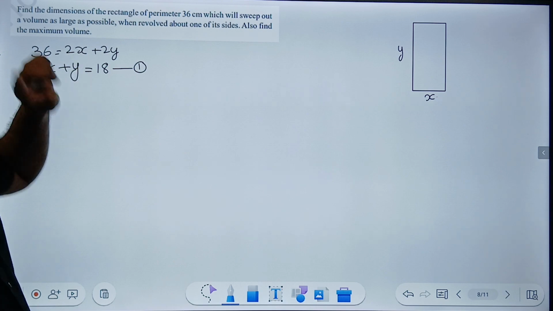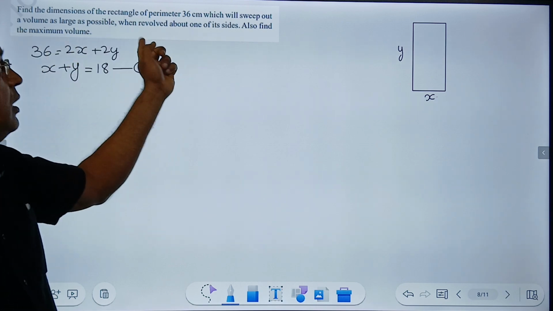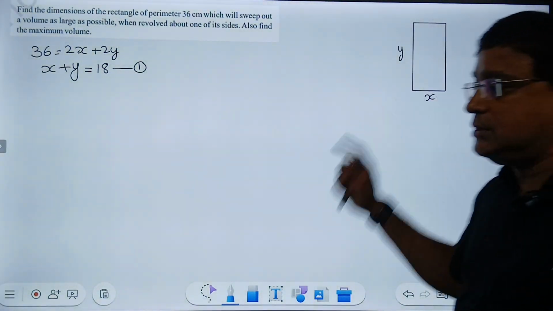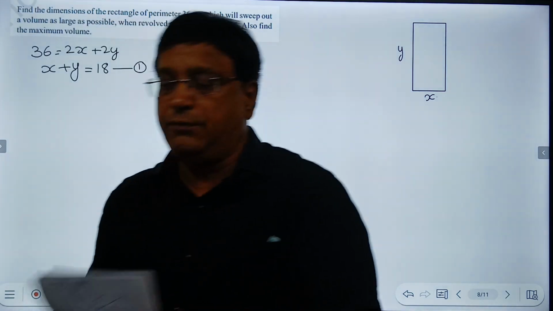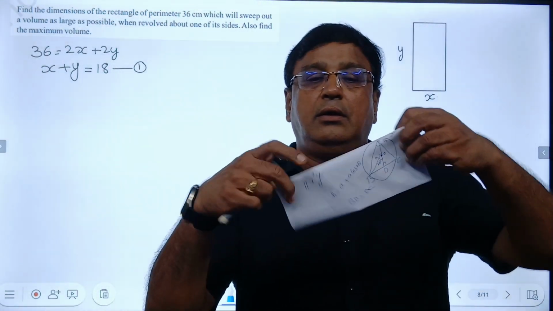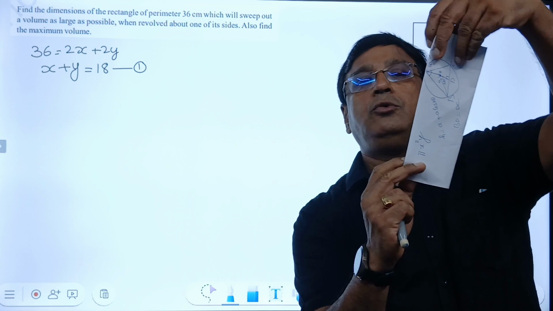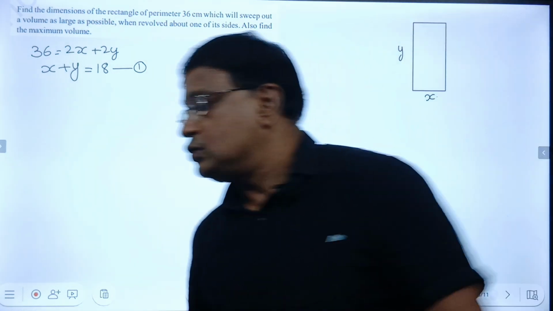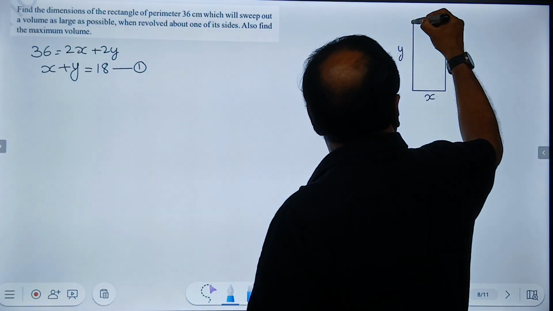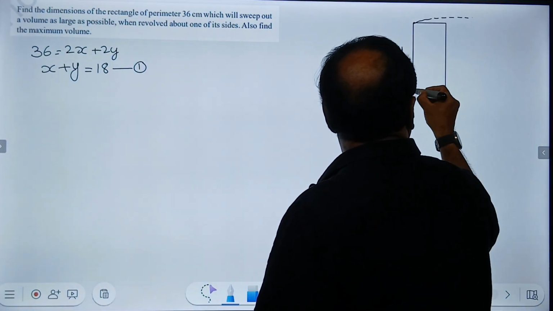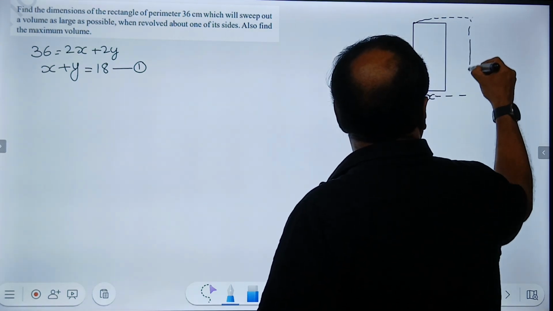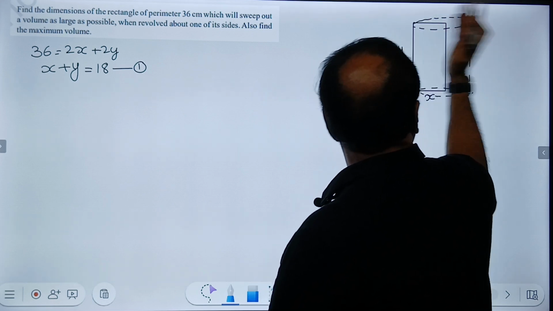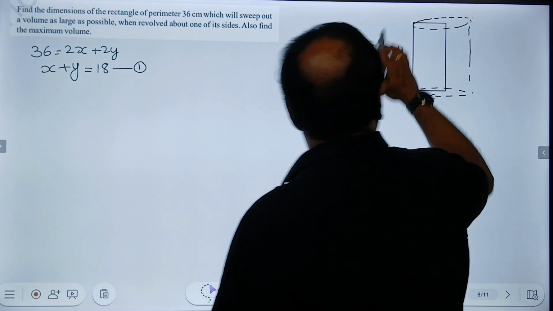Now he is asking me to generate a volume. How? By revolving around one of its sides. So I will revolve around the side. It's like this. See, if I say this is a rectangle, I am going to revolve it around the side. When I revolve it, it will generate a cylinder. Can you see it? I am revolving around this, so I will get a cylinder. Correct? So I am revolving around y. When I revolve around y, I create a cylinder.